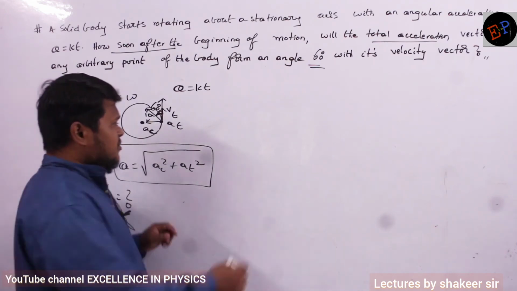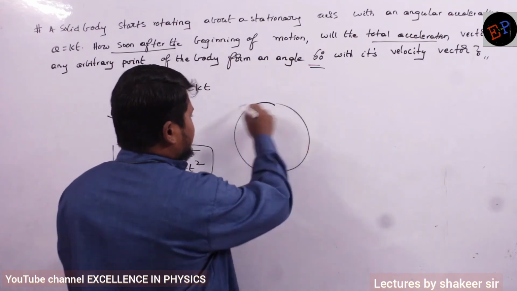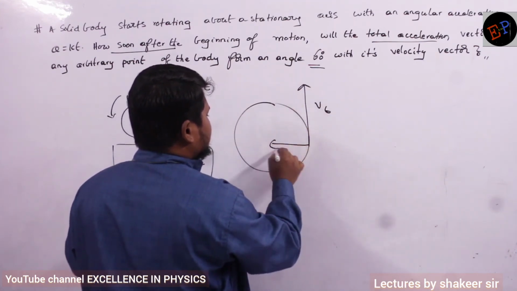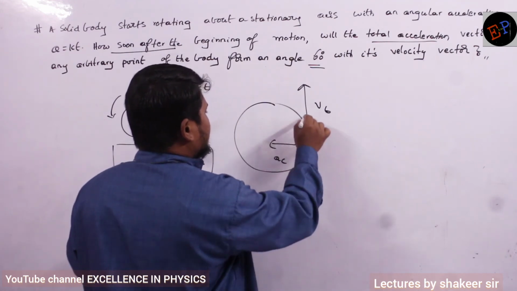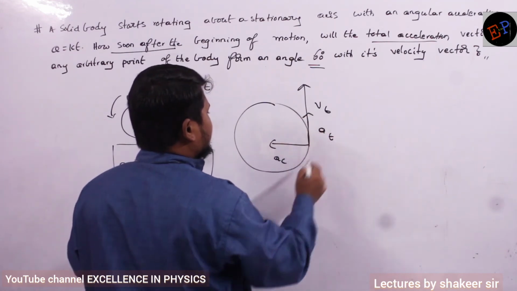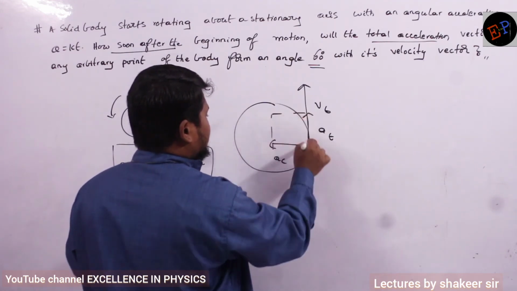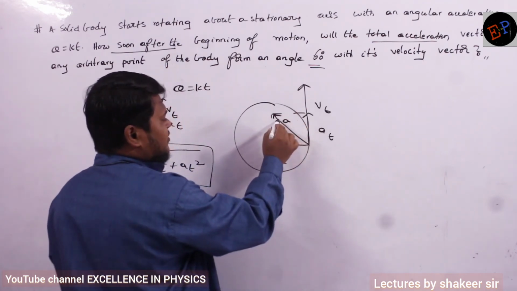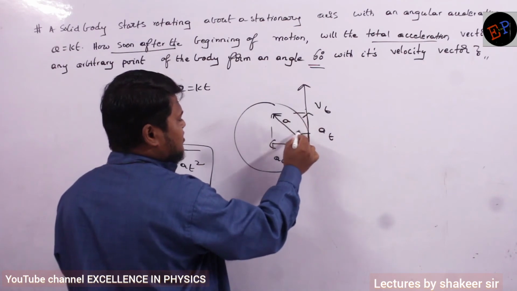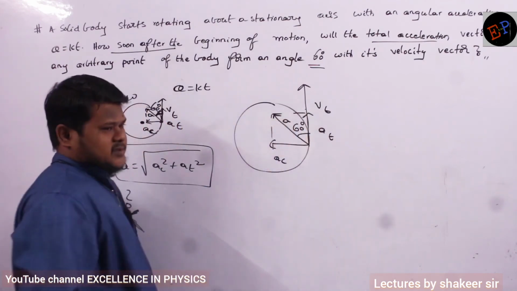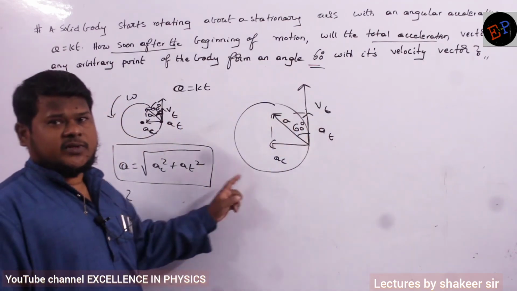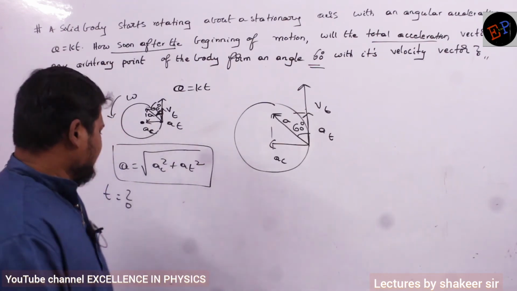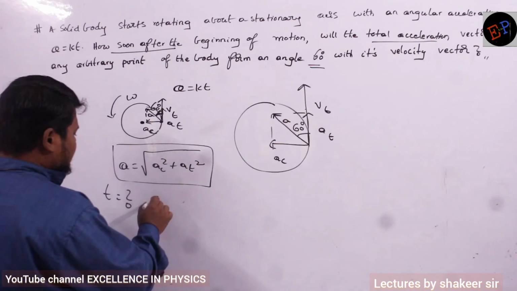Is it understood, or shall I draw a bigger diagram? Clear? So this is the velocity vector, this is centripetal acceleration, and this is tangential acceleration. This is the total acceleration, net acceleration. So the angle between net acceleration and velocity vector should be how much? 60 degrees. So for that to happen, what is the time taken that I want to calculate? Understood?